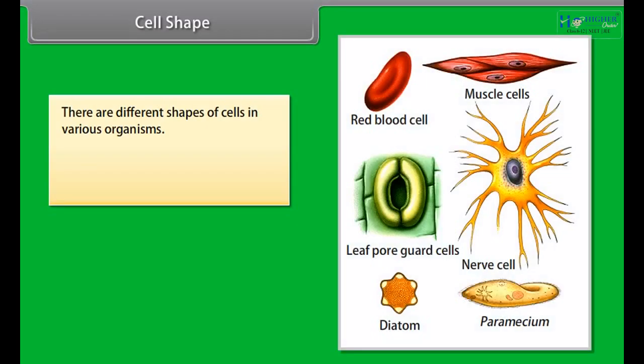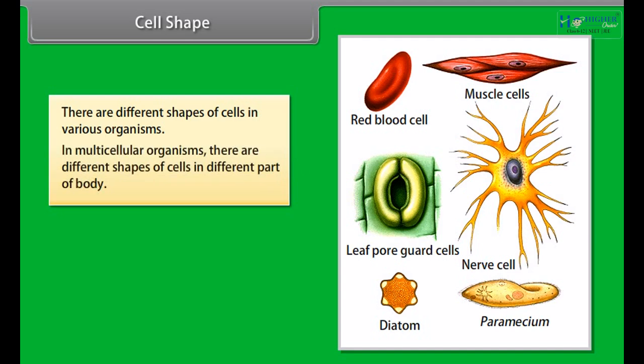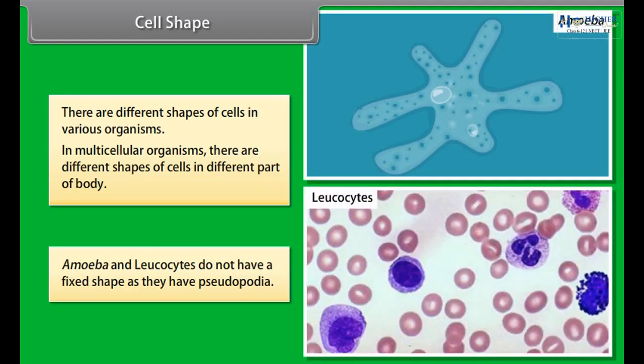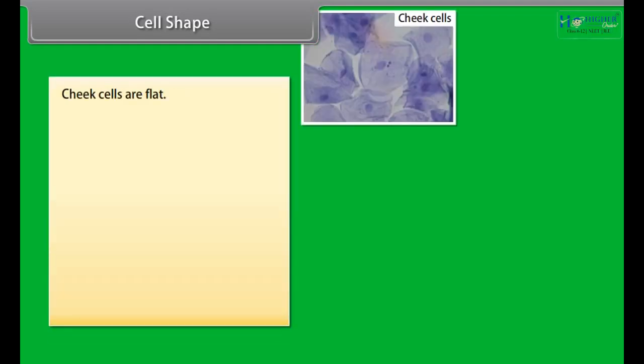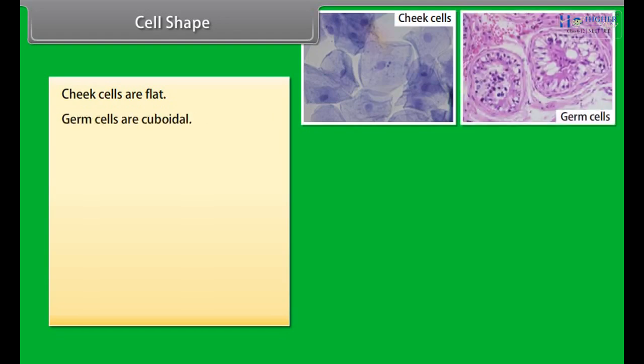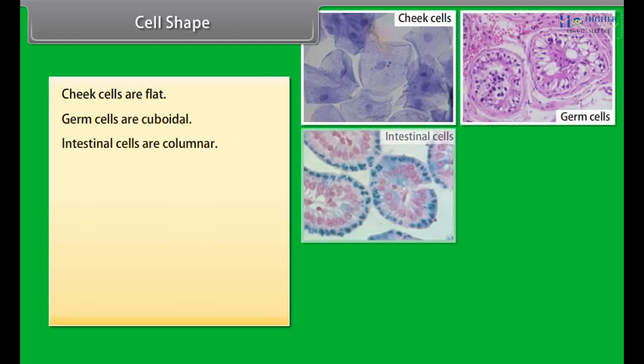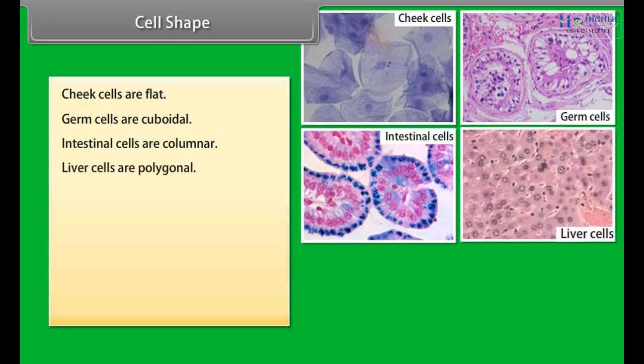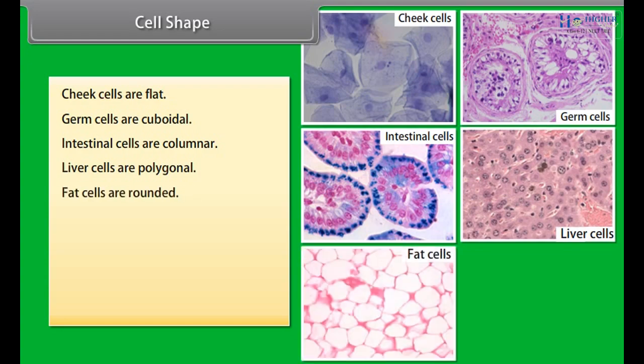Cell shape. There are different shapes of cells in various organisms. In multicellular organisms, there are different shapes of cells in different parts of body. Amoeba and leukocytes do not have a fixed shape as they have pseudopodia. Cheek cells are flat. Germ cells are cuboidal. Intestinal cells are columnar. Liver cells are polygonal. Fat cells are rounded.